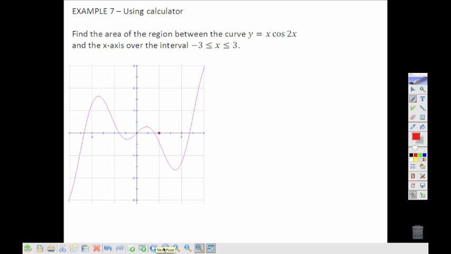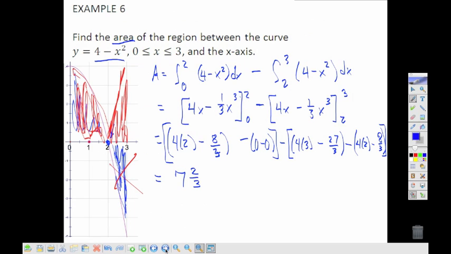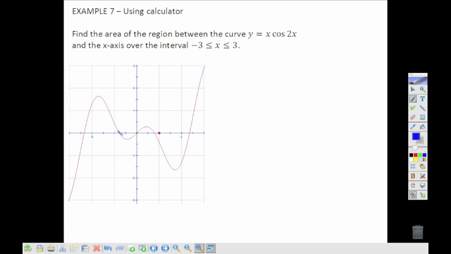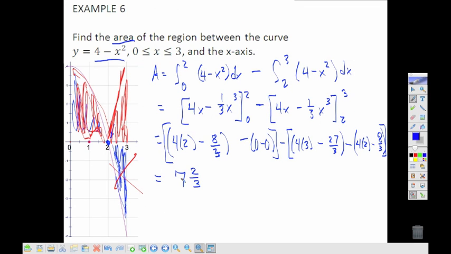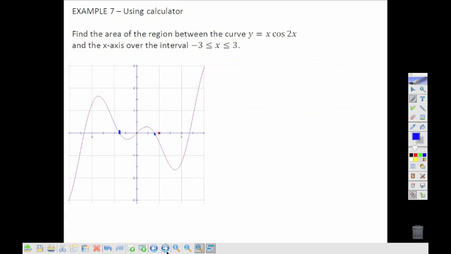So in this one here, we have x times cosine of 2x. Now if we were going to do it like we did the previous example, we would have to find all of our zeros. Now it might not be easy to find some of the zeros here. Also, we're going to have a lot of intervals that we'll have to add, subtract, add, subtract. And it's going to be a lot of work to do that by hand.